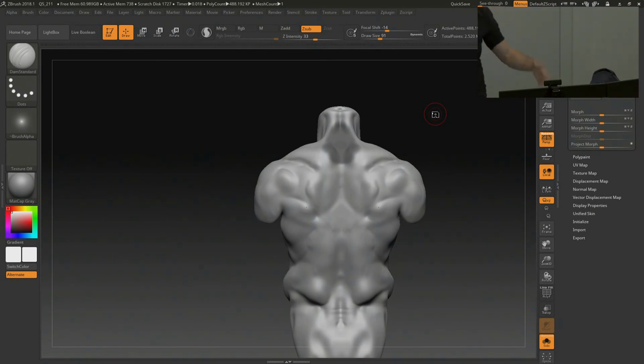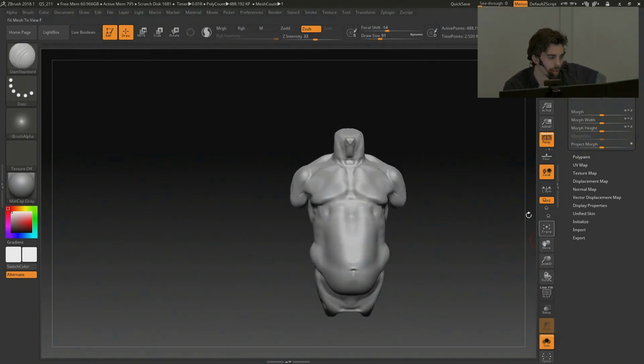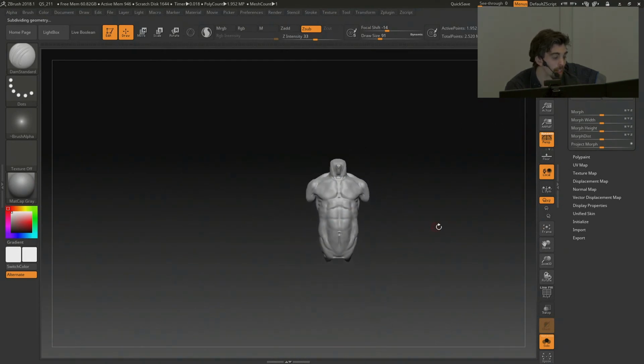So anyway, we could investigate fat a lot further, but that's a fat taster. So let's look at motion a little bit.